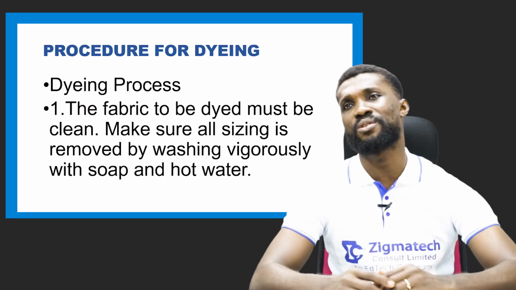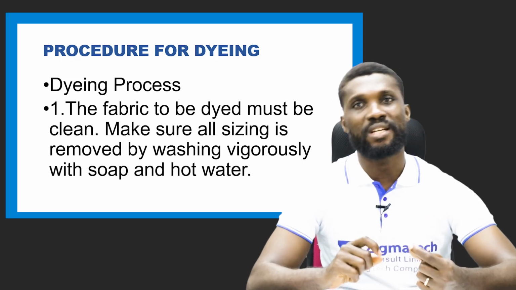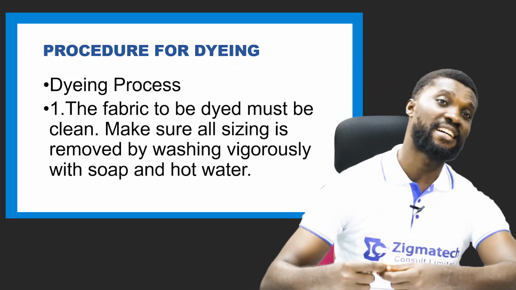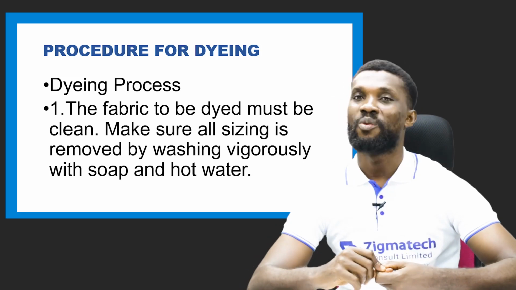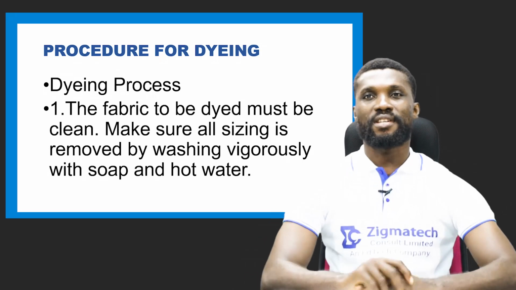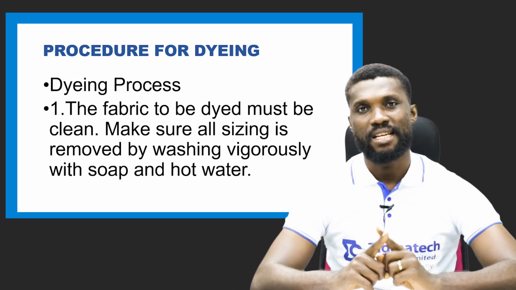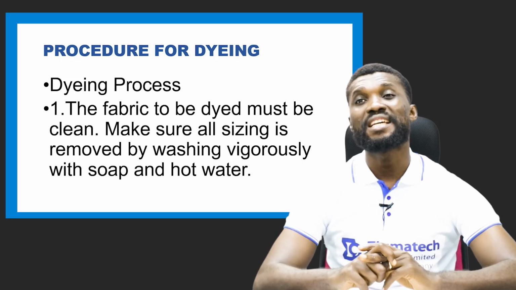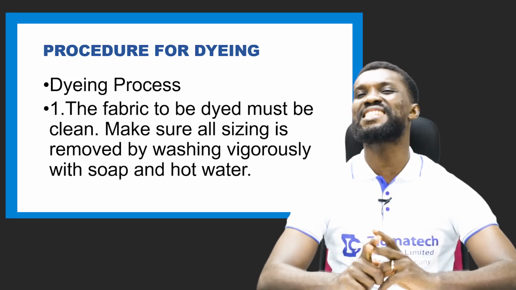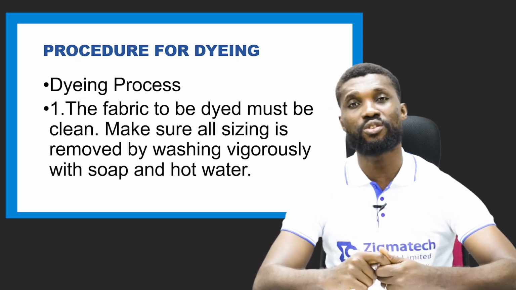Now let's look at the procedure for dyeing. I'll try as much as possible to be very fast with this class so that you can actually go and get this material and give your hand a trial with that. Now the procedure for dyeing. All right. Dyeing processes. Number 1, the fabric to be dyed must be clean. Make sure all stains are removed by washing vigorously with soap and hot water.